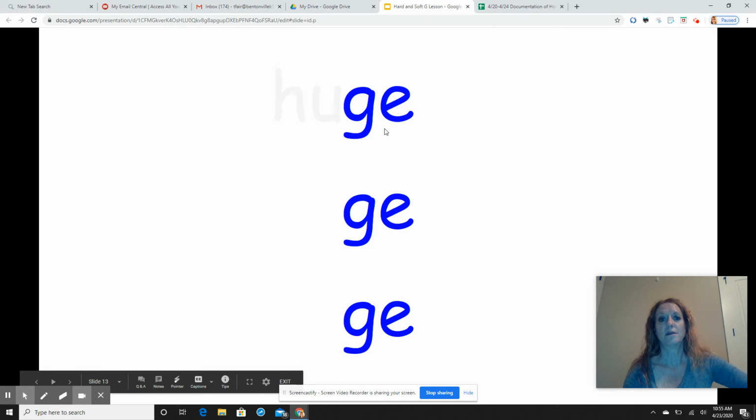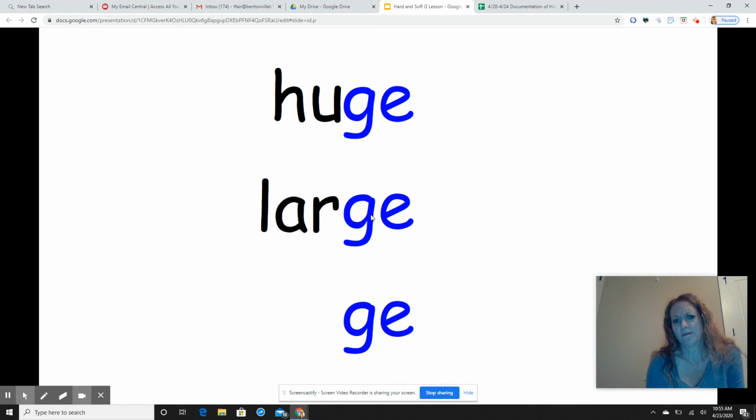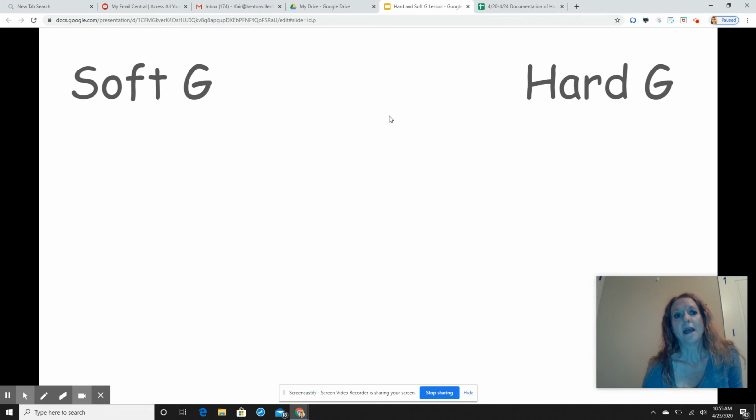So let's look at this word. What's that word? Huge. Huge. That's right. What's this word? Large. That's right. It says large. And then charge. Charge. All of those words say the soft G sound because there's an E after it.